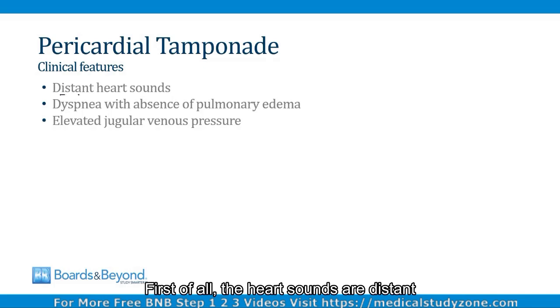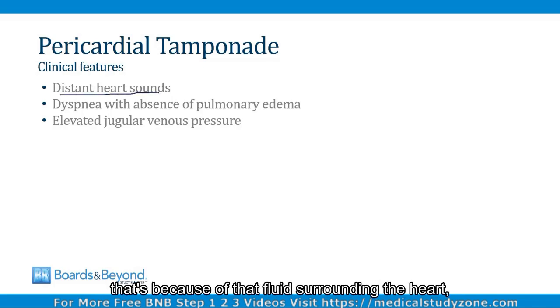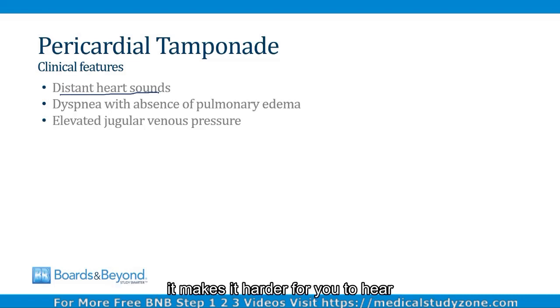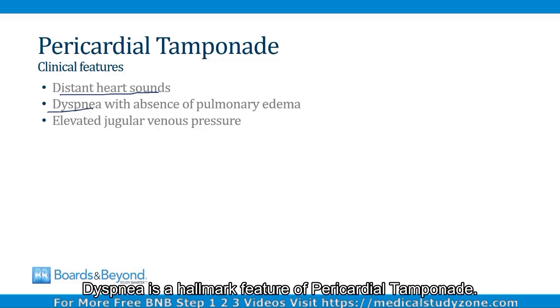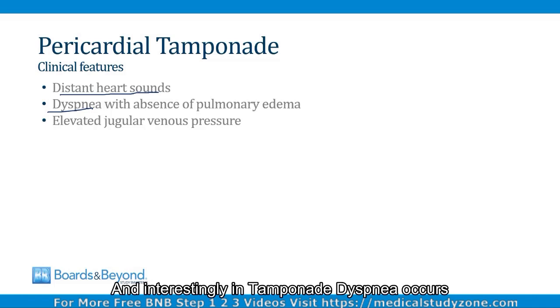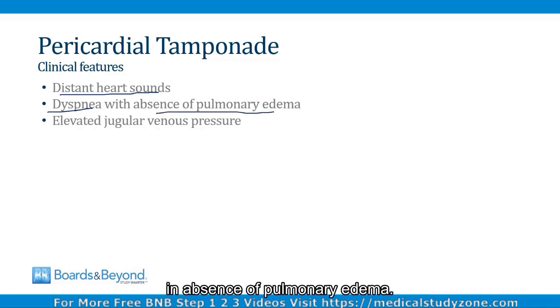First of all, the heart sounds are distant. That's because of that fluid surrounding the heart. It makes it harder for you to hear the S1 and the S2 of the heart sounds. Dyspnea is a hallmark feature of pericardial tamponade. And interestingly, in tamponade, dyspnea occurs in absence of pulmonary edema. So a patient who is short of breath with distant heart sounds, but on clinical exam you do not hear crackles of pulmonary edema, that strongly suggests pericardial tamponade. The reason that dyspnea occurs in tamponade is incompletely understood.